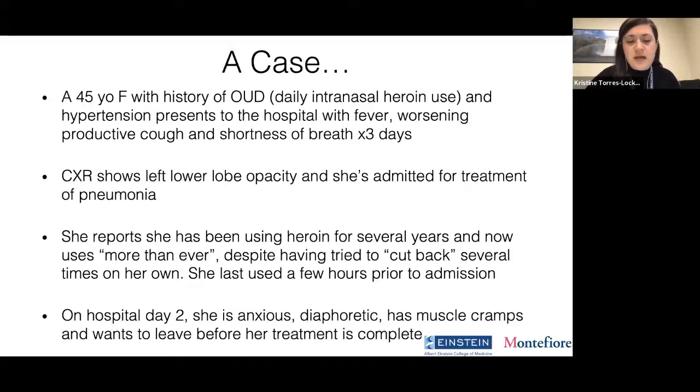Exactly, and the timing's right too, right? So she is using a short-acting opioid, and usually you'll start to experience withdrawal symptoms anywhere between a couple hours, but usually about 12 hours after the last use. So if she's already on day 2, she certainly would be expected to be having some mild to moderate withdrawal. So how would you guys manage her?